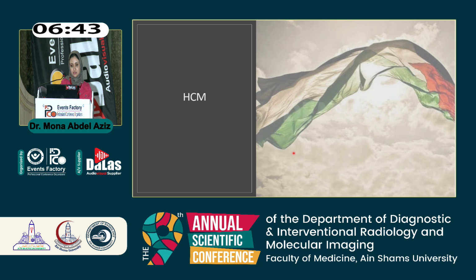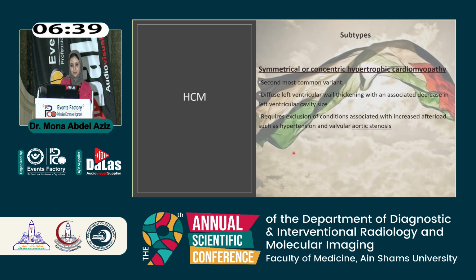The second important subtype is symmetrical or concentric hypertrophic cardiomyopathy, and it is diffuse left ventricular thickening. It is associated with a decrease in the left ventricular cavity size, but it requires the exclusion of other causes of left ventricular wall thickening, the traditional causes such as hypertension and valvular aortic stenosis.